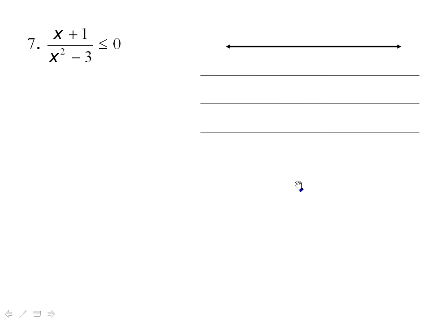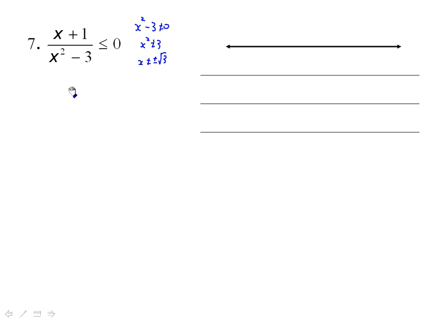Number 7, x plus 1 over x squared minus 3. Well, for restrictions, if we set x squared minus 3 equal to 0, x squared is equal to 3, so x cannot be equal to plus or minus root 3. I'll keep it as an exact value, but it's like 1.7 or something like that.